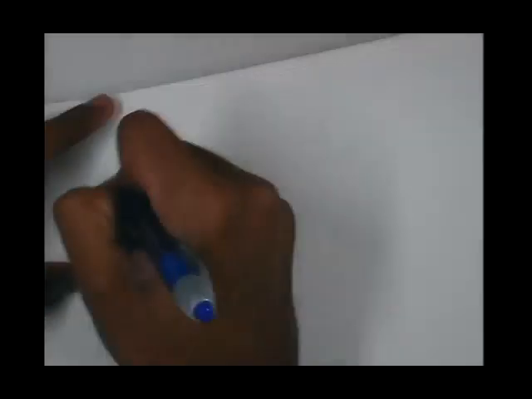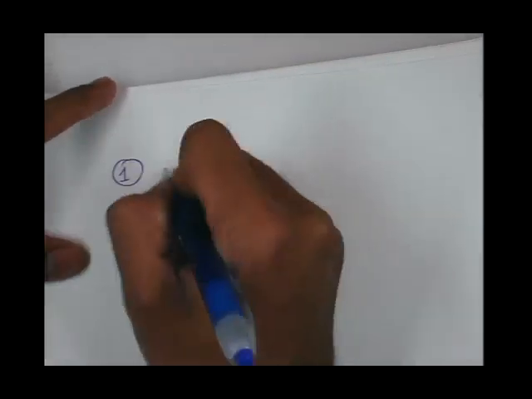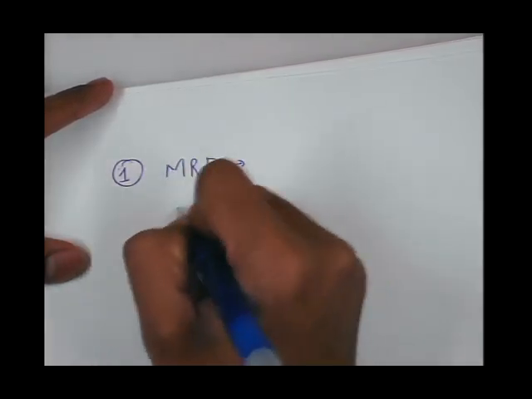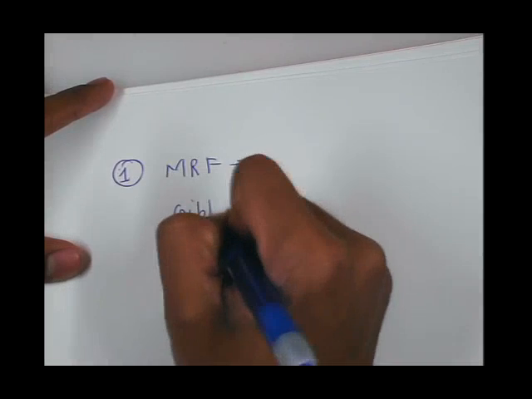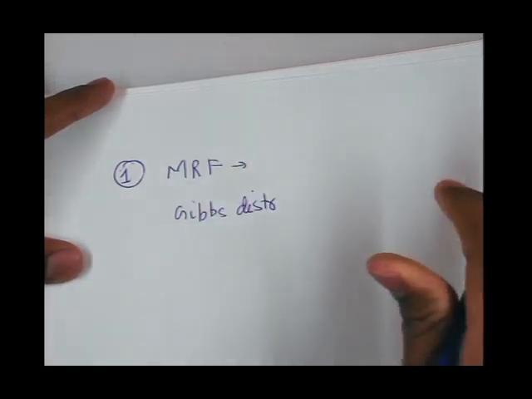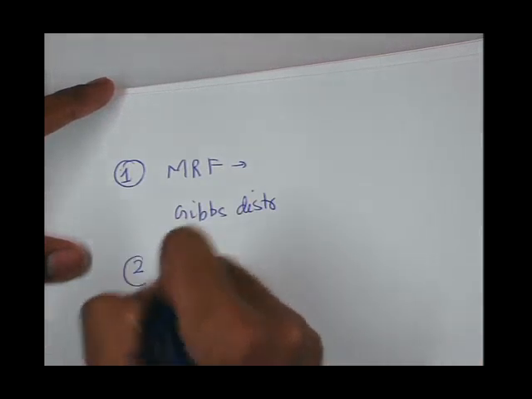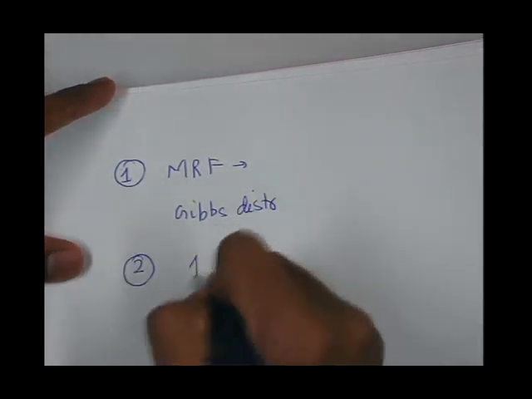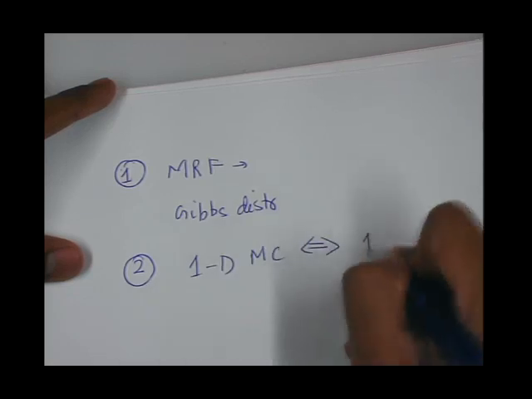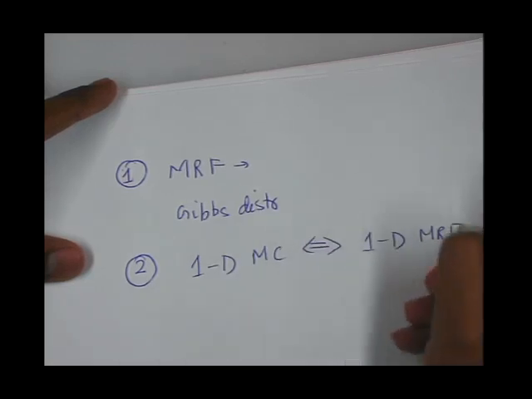Alright, so that concludes chapter 10. Let me quickly summarize what we have seen so far in chapter 10. We started off by seeing what an MRF is, and we defined it. The next thing we saw was what a Gibbs distribution is, and we related both of these through the Hammersley-Clifford theorem. The next thing we saw was that 1D Markov chains of order P are equal to 1D Markov random fields of order P.